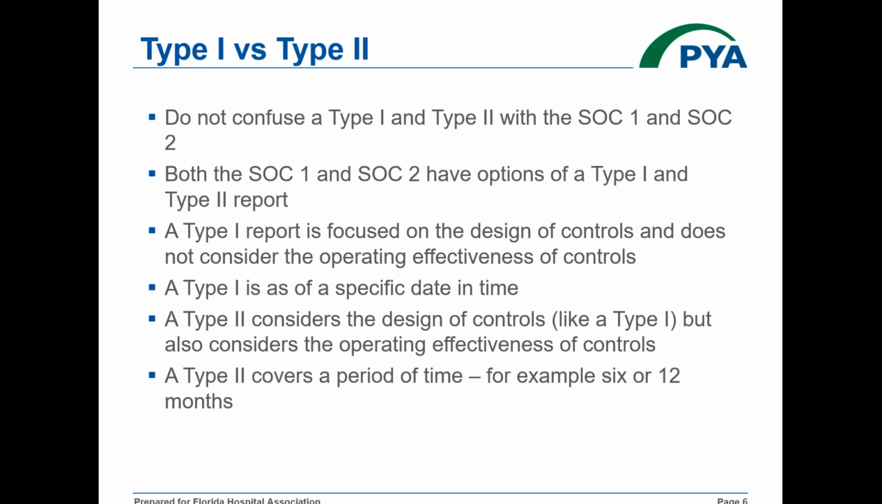So again, just to recap quickly, the big differences between Type 1 and Type 2 is Type 1 only covers the design of controls, does not test for operating effectiveness, and it's just as of a point in time, a snapshot. A Type 2 report, on the other hand, covers not just the design of controls, but also covers testing of operating effectiveness over a period of time, typically 6 to 12 months. So clearly, with that understanding, a Type 2 report is going to provide a higher level of assurance than a Type 1 report.